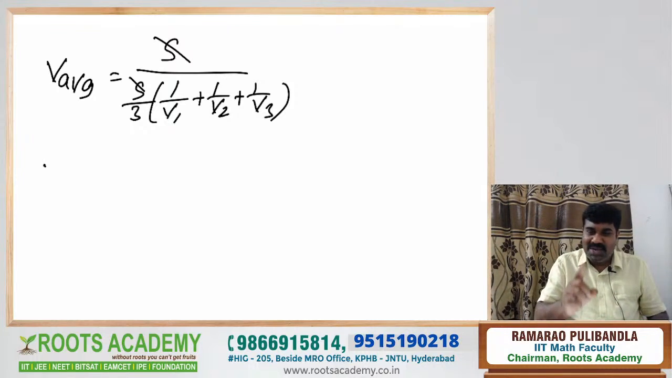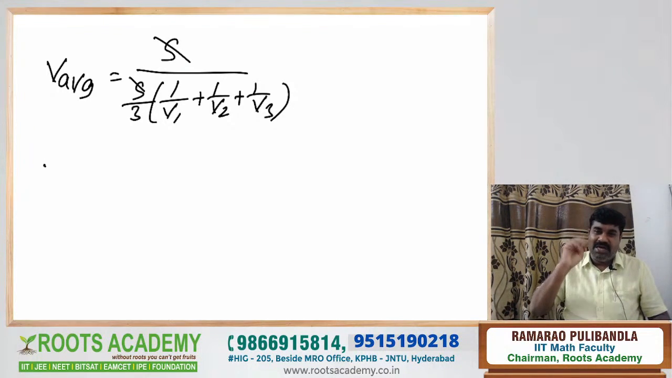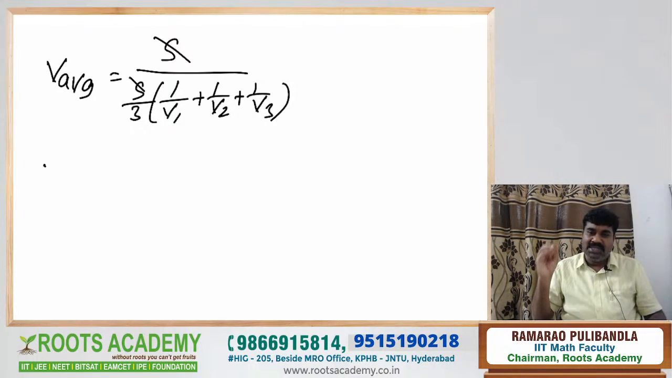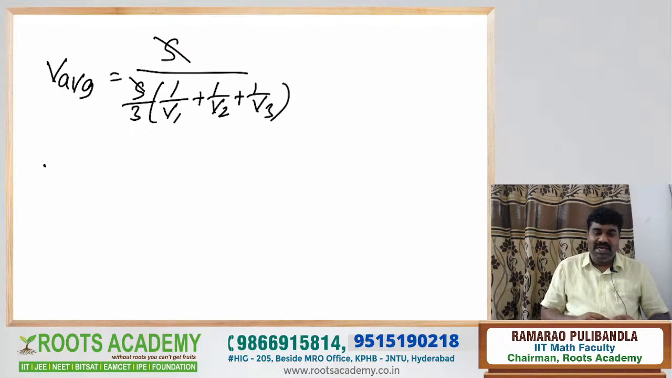Two equal displacements, 2 v1 v2 by v1 plus v2. Three equal displacements, 3 v1 v2 v3 by v1 v2 plus v2 v3 plus v3 v1. This is the average velocity.